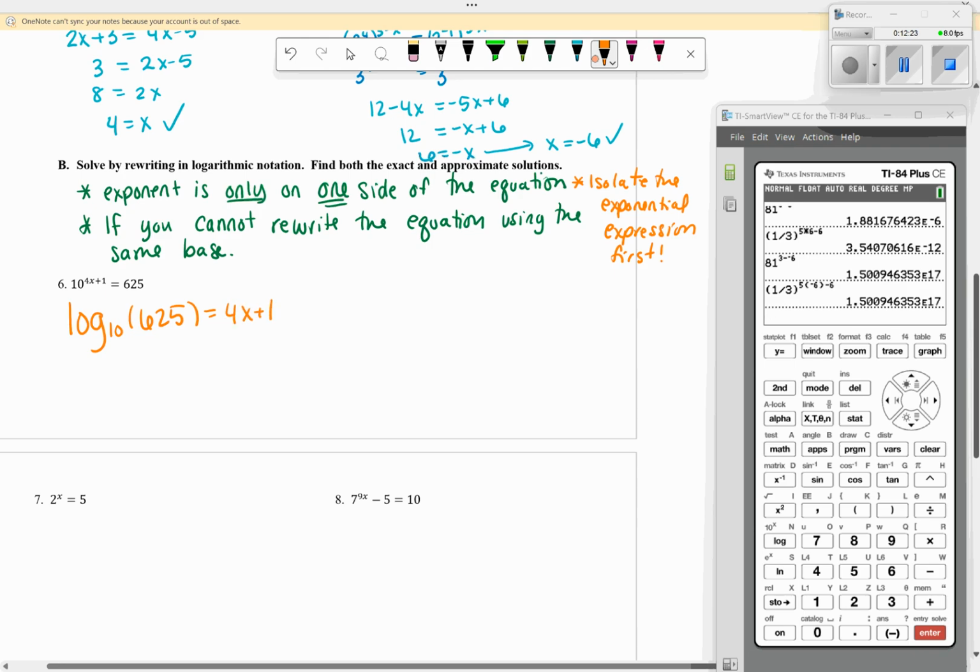So then when I'm solving this, I would subtract the 1, and then I get log base 10 of 625 minus 1 is equal to 4x. And then the last step would be to divide by that 4.